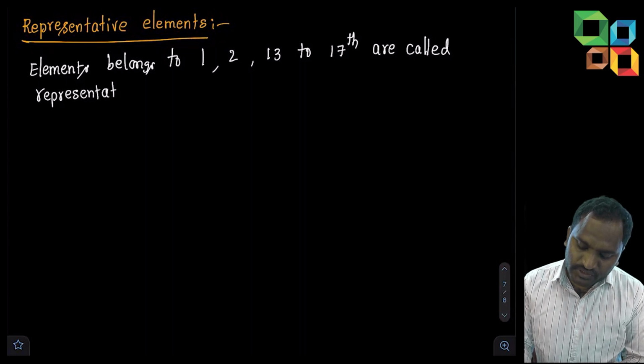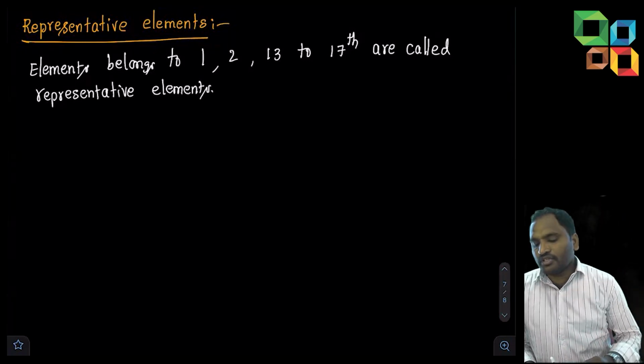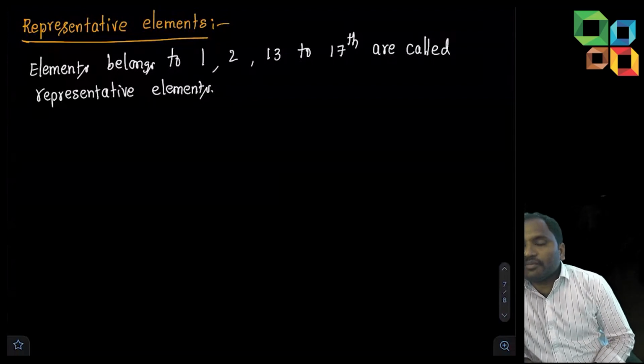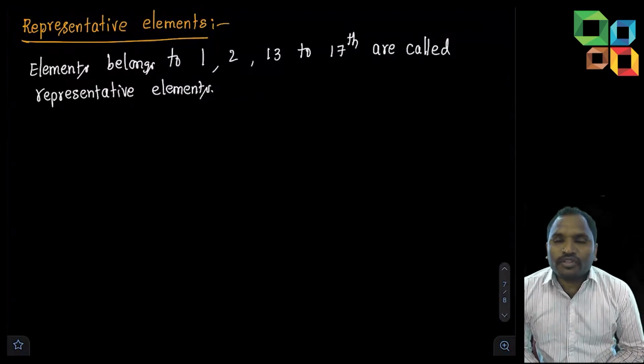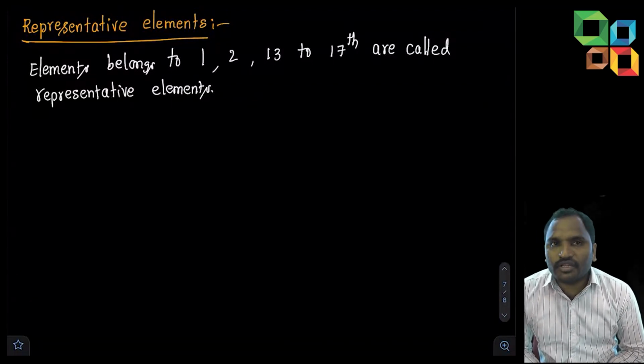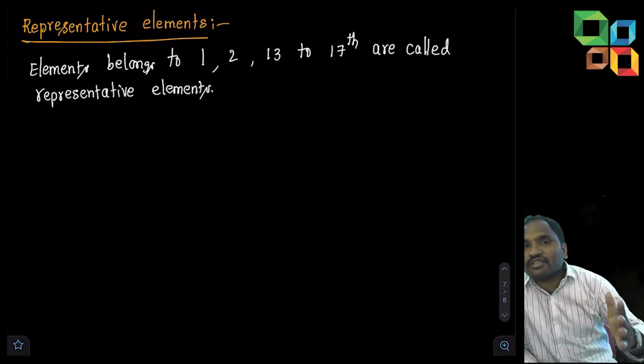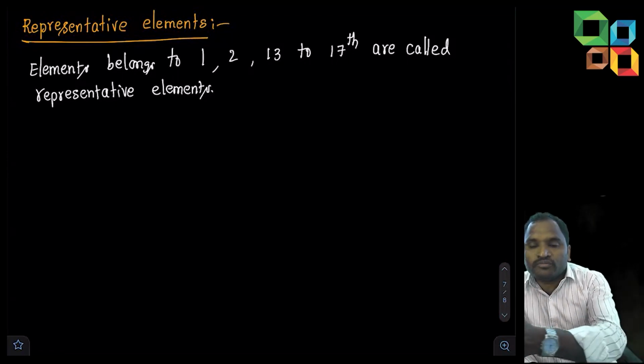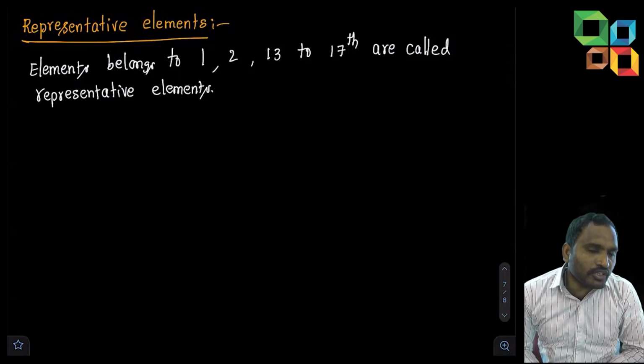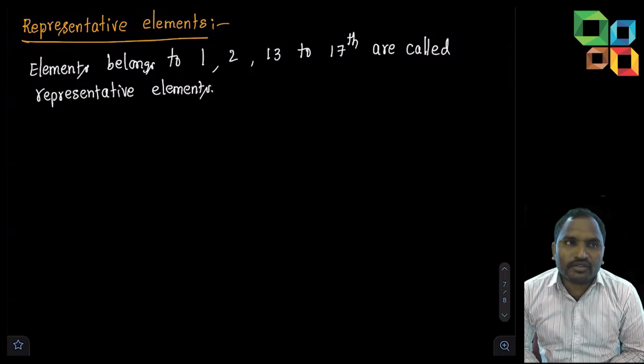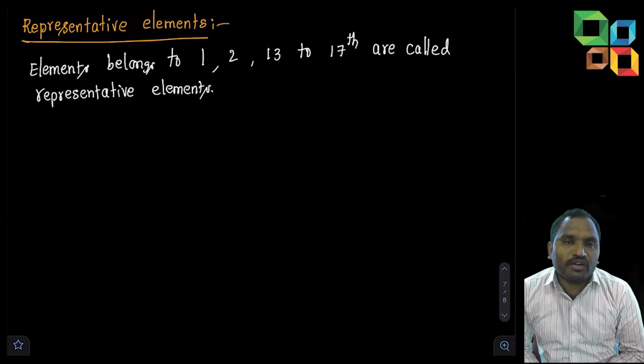Why are these called representative elements? Why is the 18th group not included in this classification? The 18th group elements have a sufficient number of valence electrons and a stable electronic configuration. Other elements try to acquire such an electronic configuration, octet or duplet configuration. They try to get the nearest noble gas configuration.